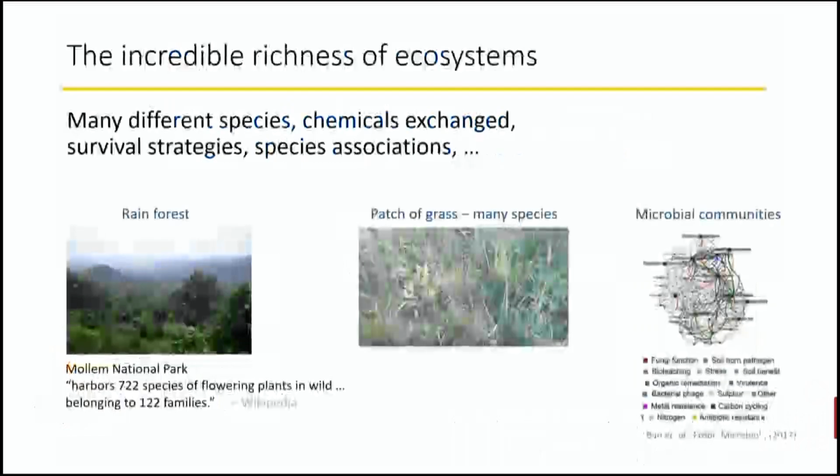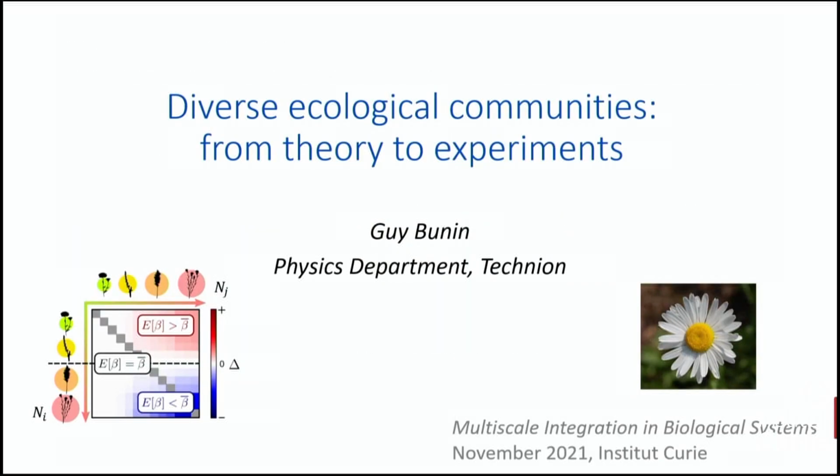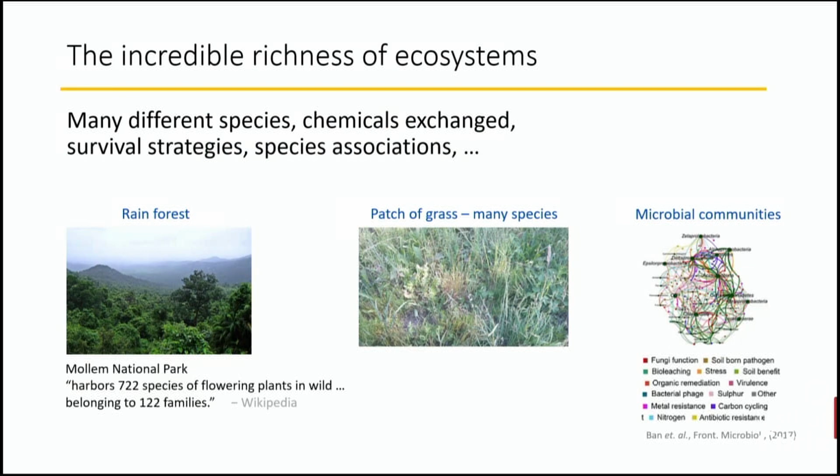So we'll be talking about diverse ecological communities. And by diversity, as you all know, the first thing everyone thinks about is you have an ecological community, an ecosystem, and it has many species. So you go to a rainforest in India, and Wikipedia says that it has 722 species of flowering plants in 122 families. And actually, that's a fancy rainforest. But if you go here, this is from the south of France, a picture I took, there's 10 species or something like that of grass just lying around out here.